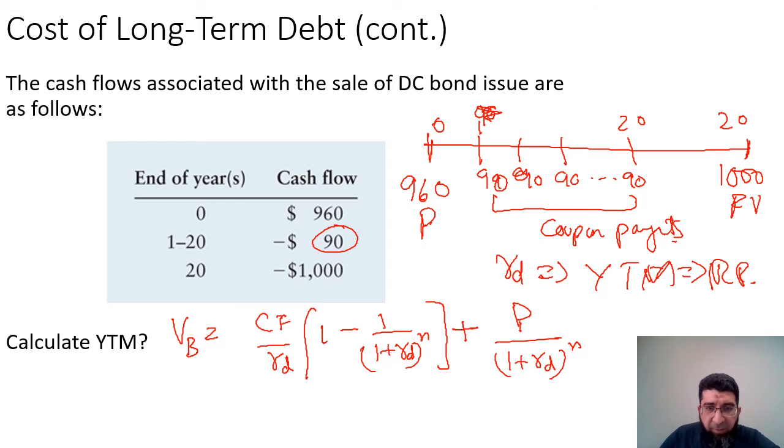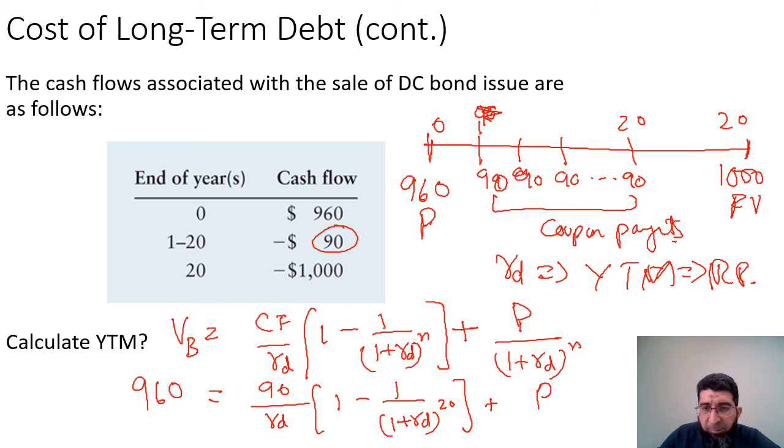This is it. So we can put all the values. This is 960, what we have received, the value of the bond, and the cash flow is 90 over RD, and then we have 1 minus, and this is 20 plus principal amount over 1 plus RD to the power 20. So you have to pick different values for RD to see what value actually restores this equality.